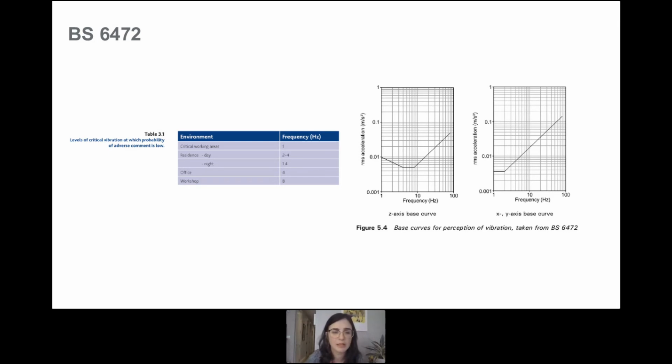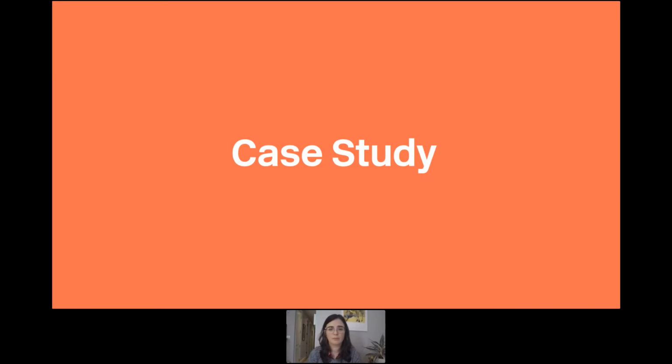But they similarly break it down by environment, right? So resonance during the day versus at night versus, if you're working in a workshop, you sort of expect a certain amount of movement. Critical working areas would include things like labs with vibration sensitive equipment and things like that. Right, so that's sort of a general overview of the things you need to think about.